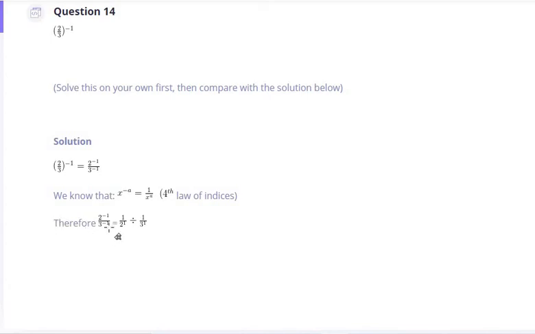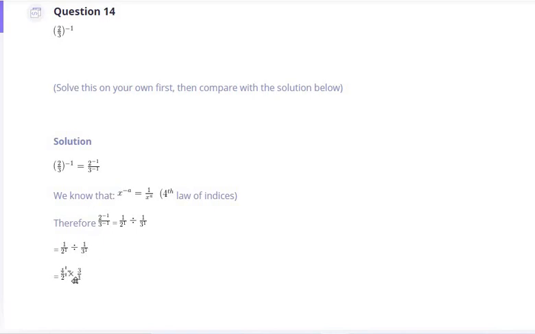So what you now have is this: 2 raised to power minus 1 divided by 3 raised to power minus 1 is the same thing as 1 divided by 2 raised to power 1, divided by 1 divided by 3 raised to power 1. So what do you have? It is 1 divided by 2, divided by 1 divided by 3, which gives you half times 3, because by the time you convert this division to multiplication, this number inverts.